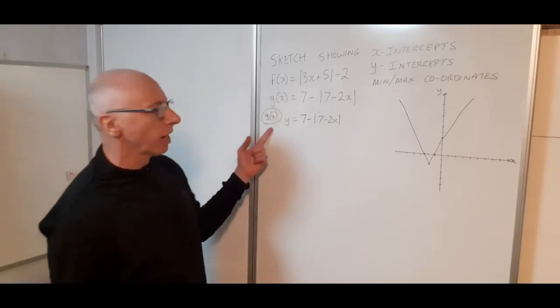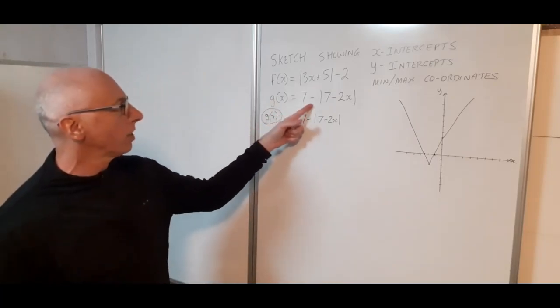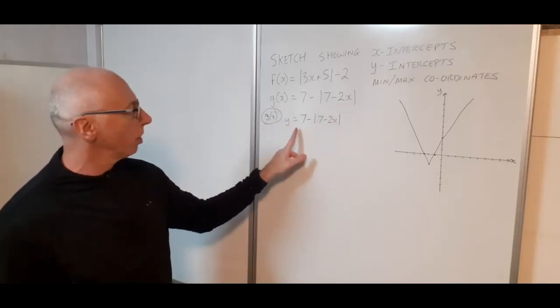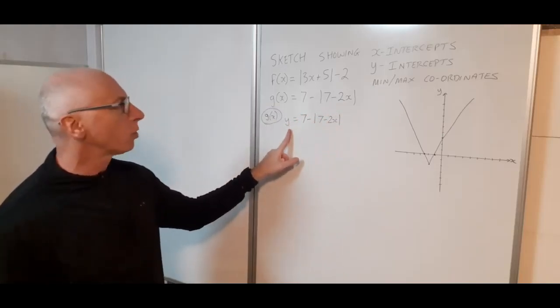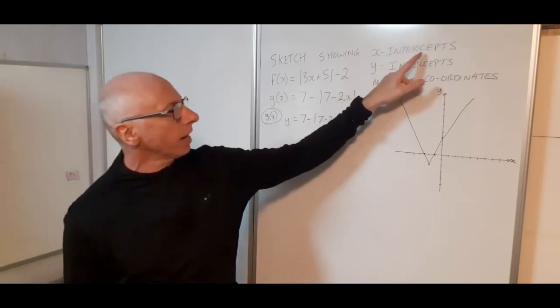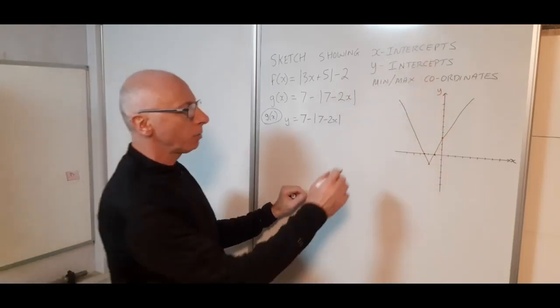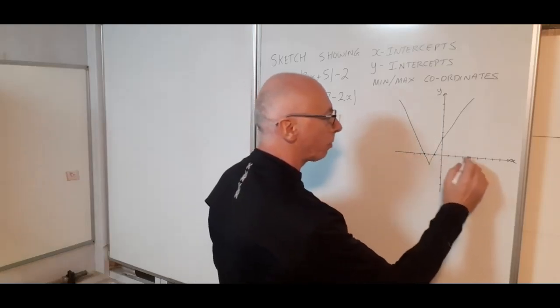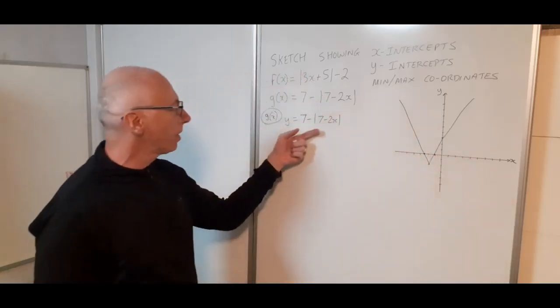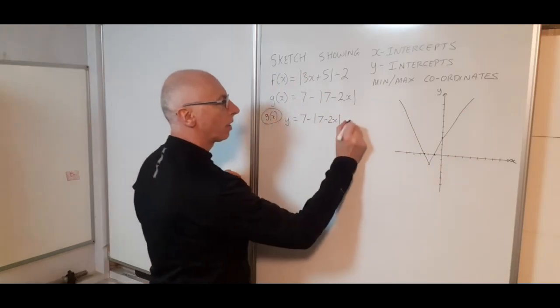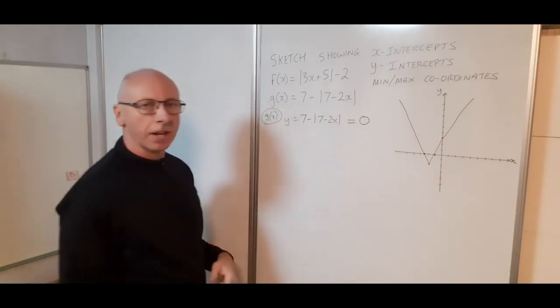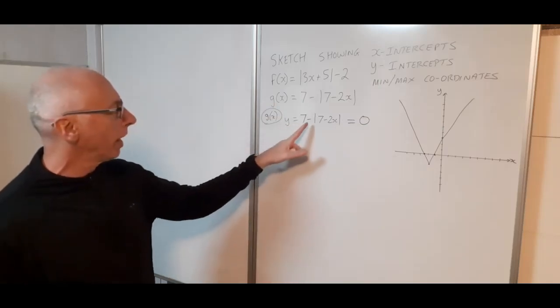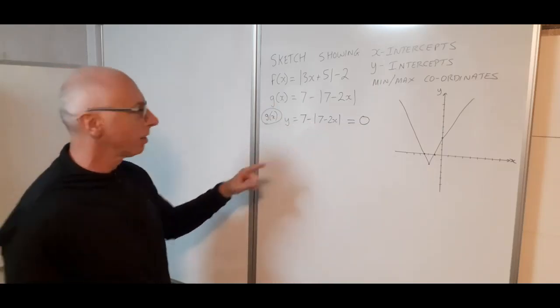Okay, so now let's sketch g of x. And g of x is 7 minus the modulus of 7 minus 2x, which I've denoted here as y. So let's find the x-intercepts. As we did before, the x-intercepts are when y is 0. So let's set this to 0, and then I've got case 1 and case 2, where inside this is a plus or a minus.